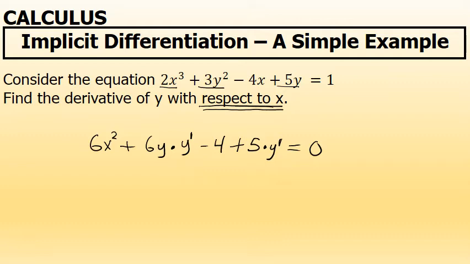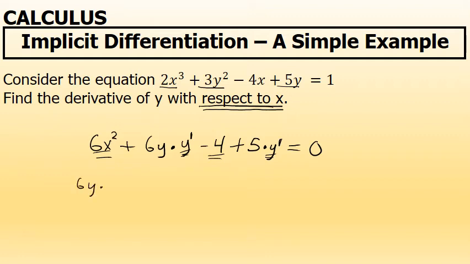So our derivative now has 4 terms. 2 of those terms involve a y prime, and 2 do not. We want to find the derivative of y with respect to x, which we're representing with y prime. We have to isolate y prime in this equation, and that's simple algebra. It's going to be 2 steps. The first step will be to move the terms that do not have a y prime, in this case 6x squared and negative 4, to the left side of the equation.